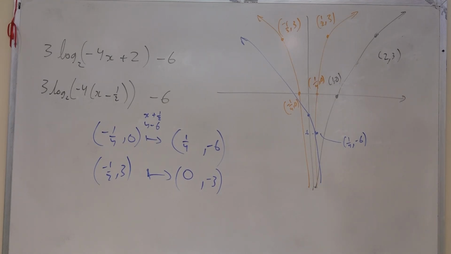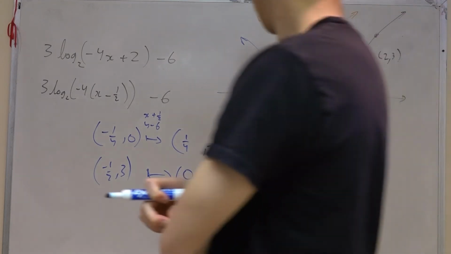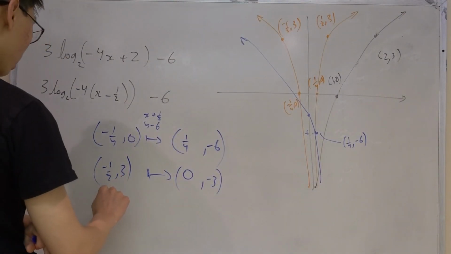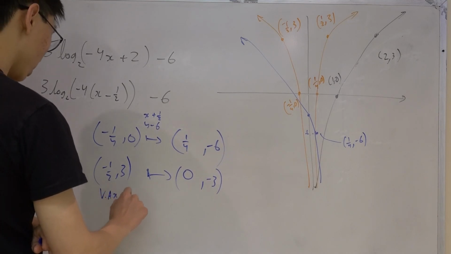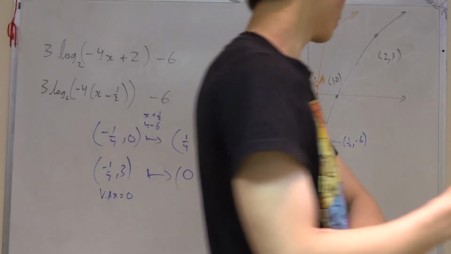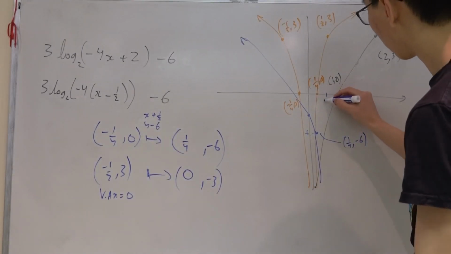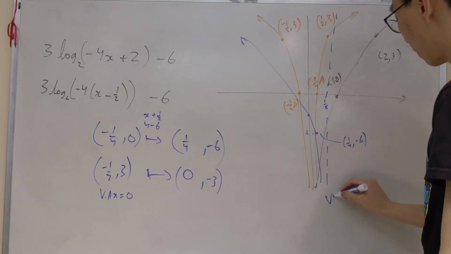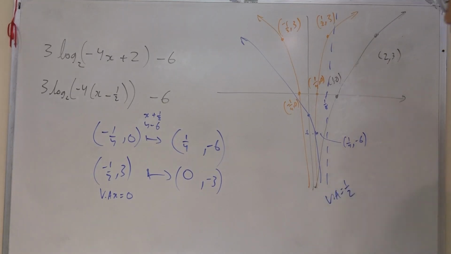These are rough sketches. The last thing you want to take care of is the vertical asymptote. Now the vertical asymptote was at x equals 0. Therefore, when you shift it right by 1/2, the new vertical asymptote is at 1/2. So here's 1/2, dotted line. Okay, and we put VA equals 1/2. The blue one is the final graph. So hopefully you were able to follow along all those steps. But that's the gist of logarithm graphing.